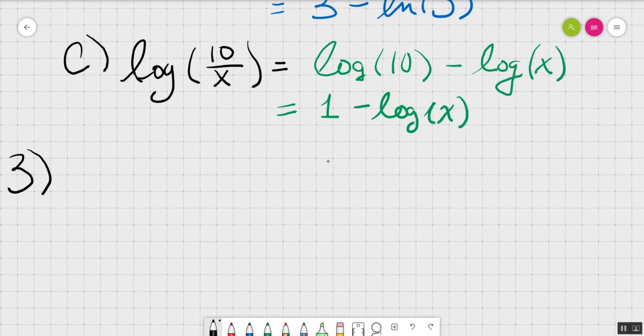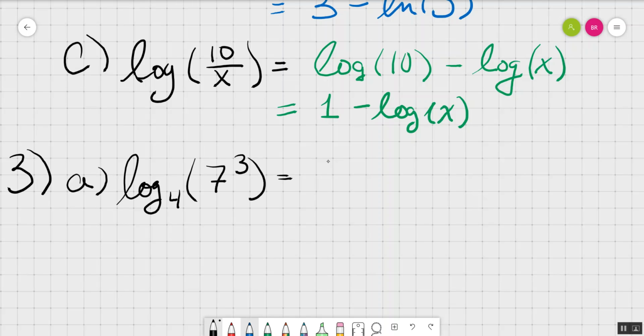Let's move on to using our last rule, the power rule, my favorite one. We're going to do the log base 4 of 7 cubed. So here, since my exponent is 3, I'm just going to hop that out. So I'll have 3 times the log base 4 of 7. Nice and simple, I like it.